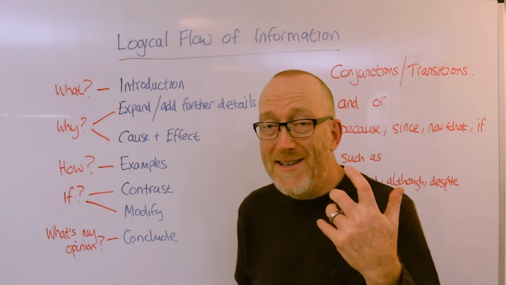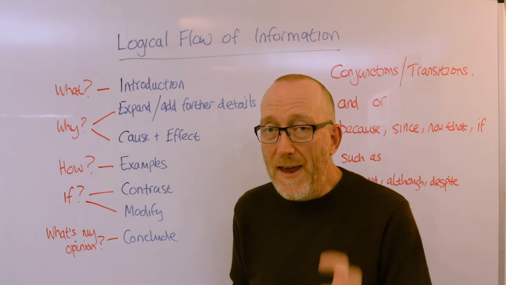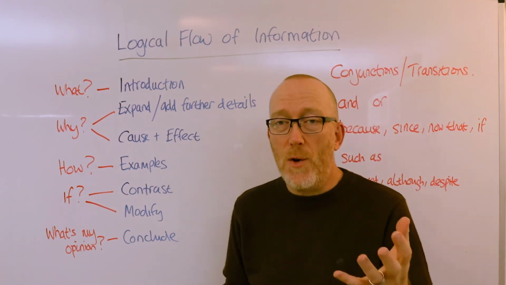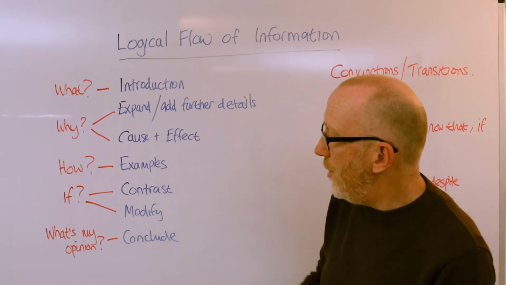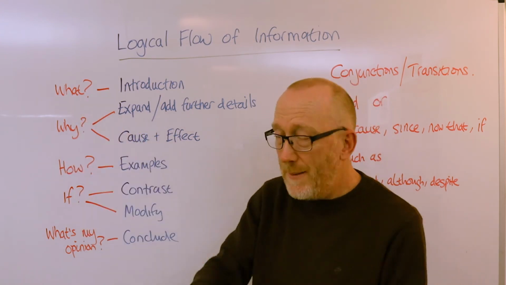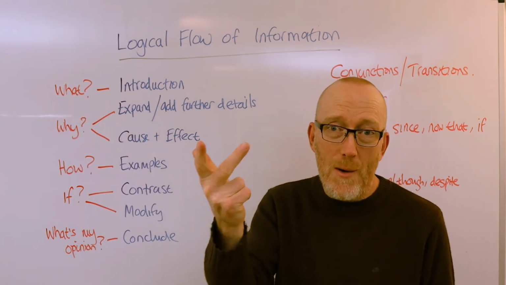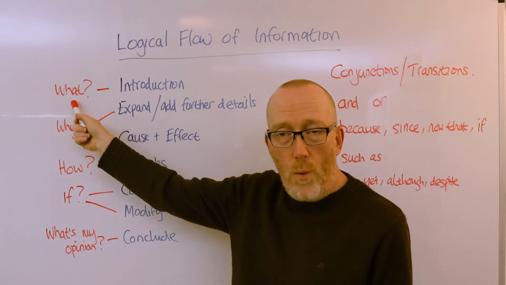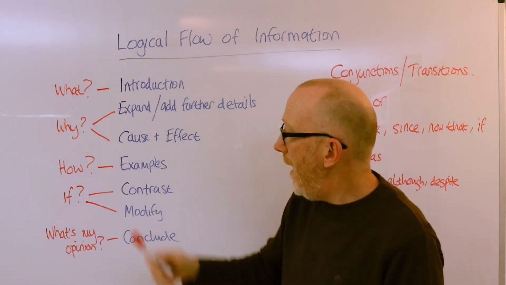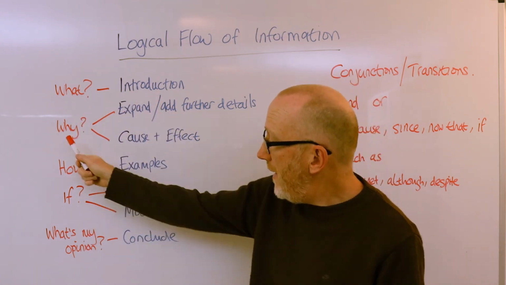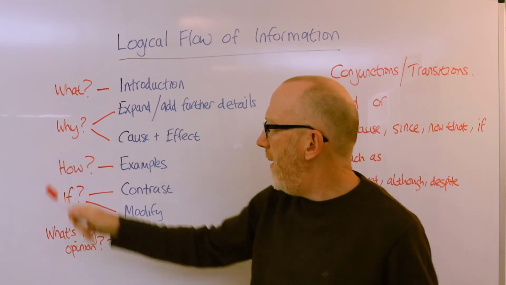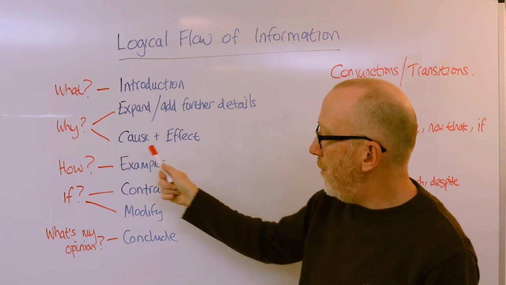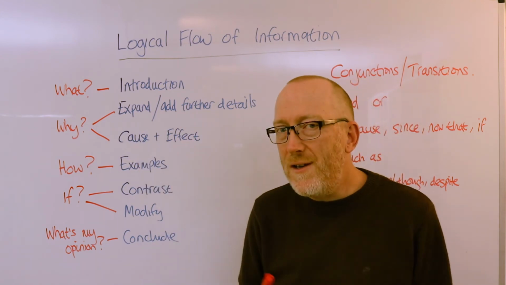Now, a simple way for you guys to start thinking about ordering the information is to ask yourselves some questions. Yeah. So if we look, we have the what. I'm sure you guys know the who, what, why, where, when, and how question words. So ask yourself, what am I talking about? That is your introduction. Okay. Then ask yourself, why? Why am I talking about this? And that will then allow you to perhaps give your extra details, or even talk about the cause and effect.